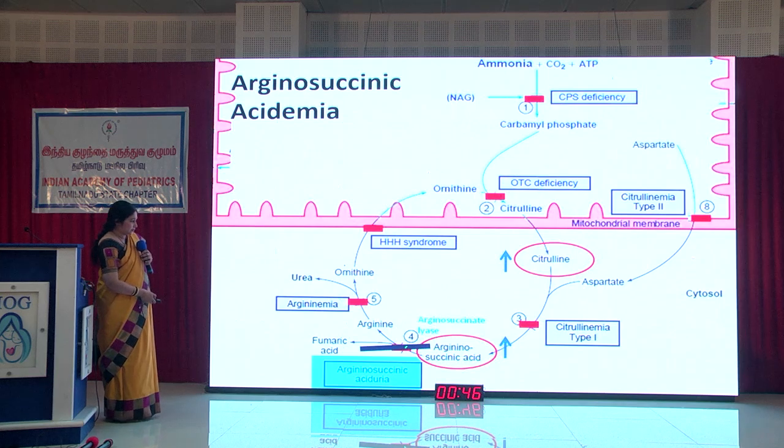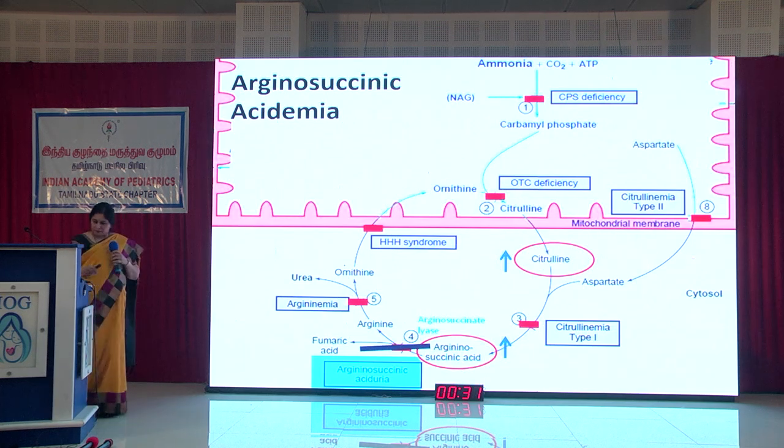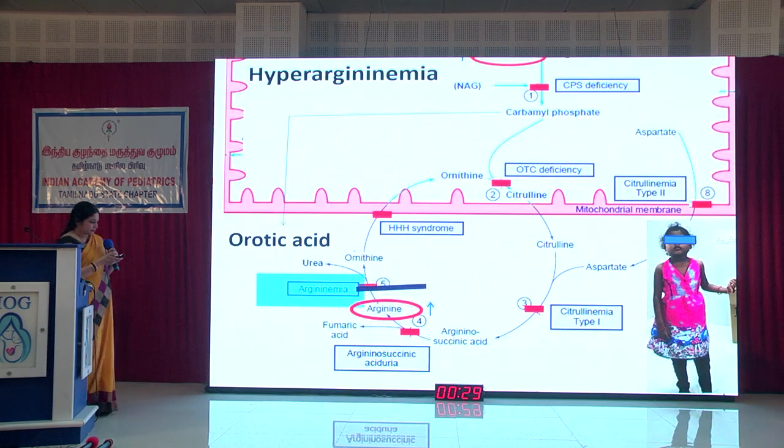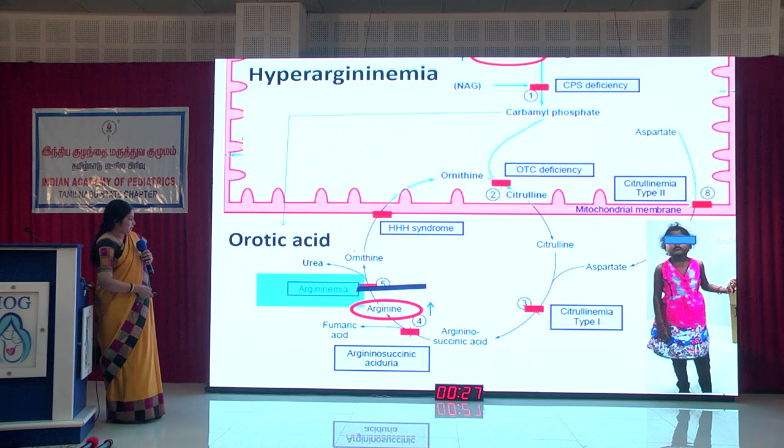So next is a block here. When there is a block in the next step, citrulline levels are increased but not as much as in citrullinemia, and this substrate is also increased. Arginosuccinate is also increased. When there is a block here, arginase is deficient. What accumulates? Arginine accumulates. There is increased arginine.